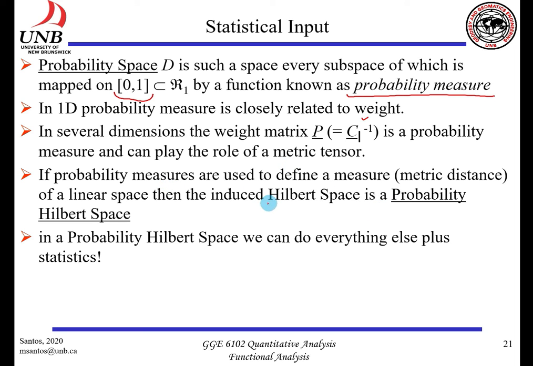So what is a Hilbert space? The Hilbert space is a space that is linear. It has a metric, it has a norm, and it has a scalar product. If it is also a probability space, then we have a probability Hilbert space. In a probability Hilbert space, we can do everything else plus statistics.